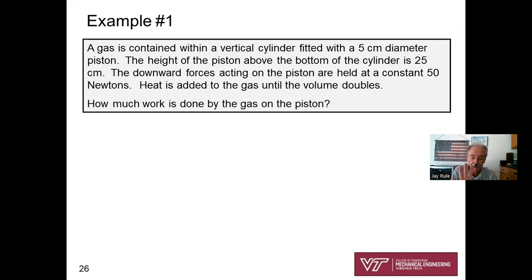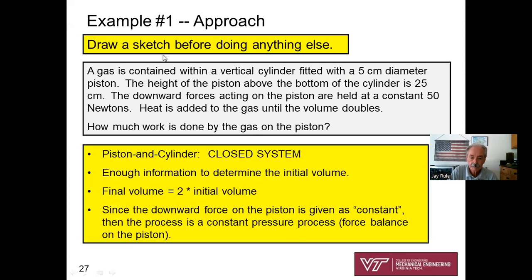That is as basic a thermo quiz question as you can get. We just read it. Where would you go from here if this was a quiz? Draw a sketch. Okay, there's the problem statement repeated. Key words, piston and cylinder. That means it's a closed system. There's enough information in there to determine the initial volume. Volume doubles, so V2 equals 2V1.